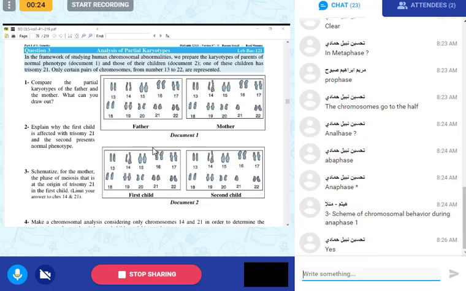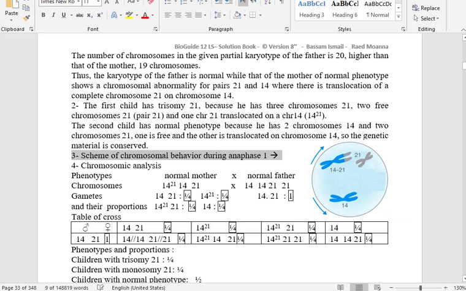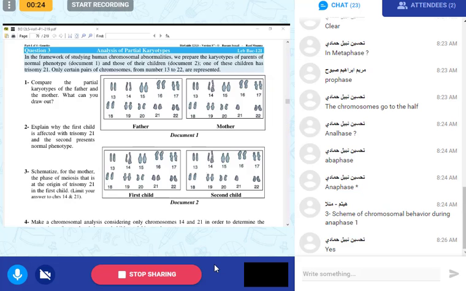So as you can see, they draw the 21 attached to what? To 14. They draw 21 attached to 14. So this is what they want schematized, just a drawing. It is just a drawing with labels: 21, 14 alone, and 14, 21 alone. Now, Mariam, would you continue, please?